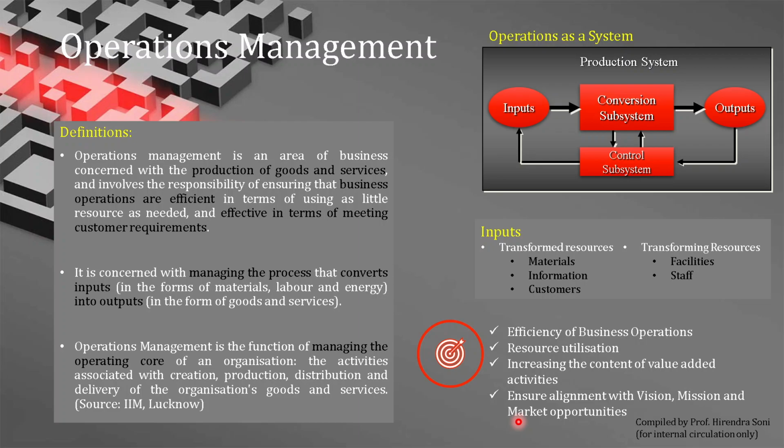Operations management has been defined as an area of business concerned with the production of goods and services, and involves the responsibility of ensuring that business operations are efficient in terms of using as few resources as needed, and effective in terms of meeting customer requirements.